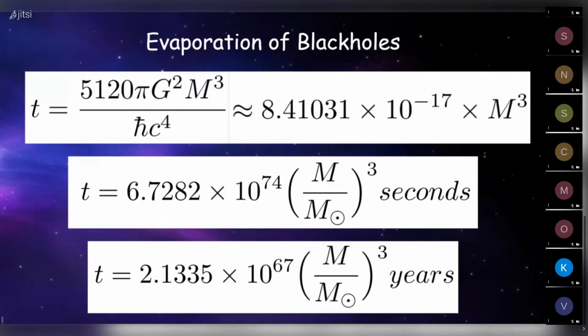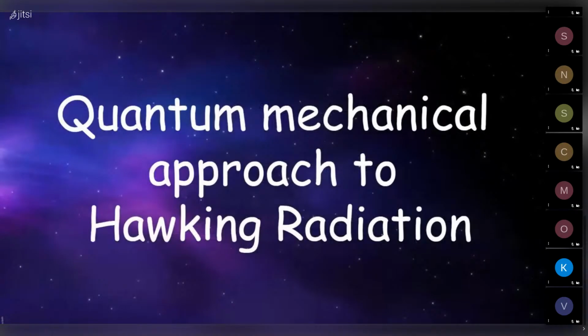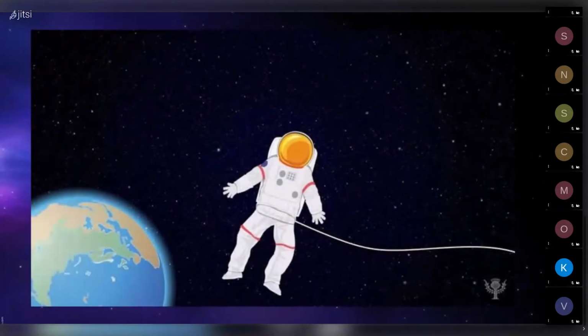Now, how did Stephen Hawking predict this Hawking radiation? How did he find the equation which shows black holes have non-zero temperature, and why black holes evaporate? This is where quantum mechanics comes into action. Now, the quantum mechanical approach to Hawking radiation. Okay, now we all know that space is made of vacuum. Is it truly vacuum? That means the space is completely devoid of matter and energy of any kind.